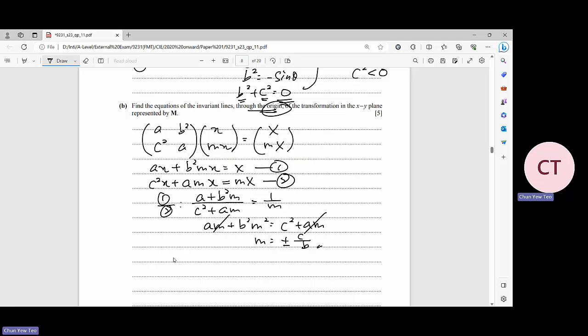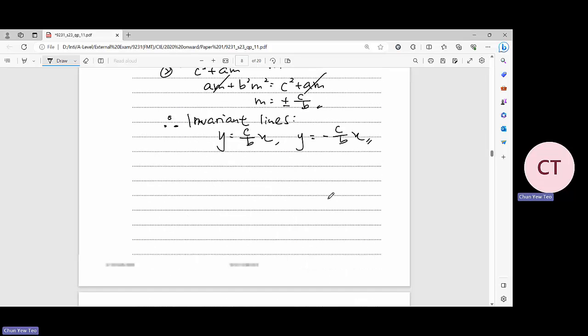Okay, so therefore, you have two invariant lines. It will be y equal to positive c over b x, and another one is y equal to negative c over b x. Just like that, that will be the answer for part B. And move on to part C.